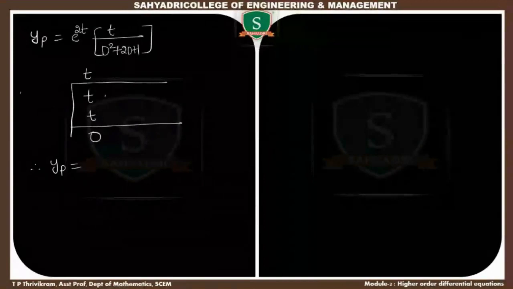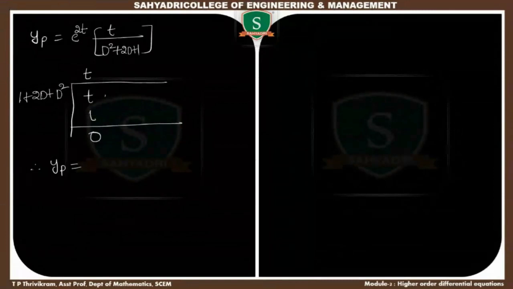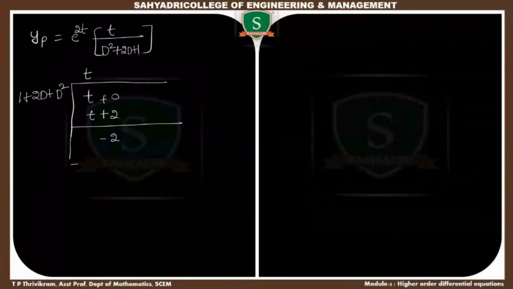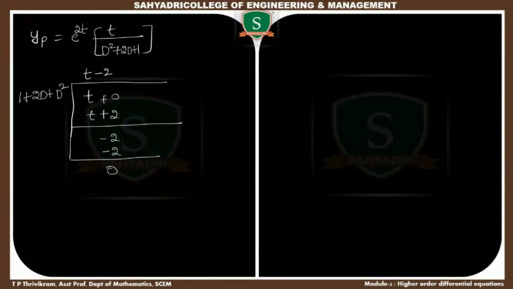One plus 2D plus D square. So t plus differentiation of t is 1, we'll get 2. So subtract it, plus 0 minus 2, we'll get 2 divided by minus 1. So I'll get minus 2 here. Minus 2, differentiation of 2 is 0. So therefore yp is equal to e power 2t.